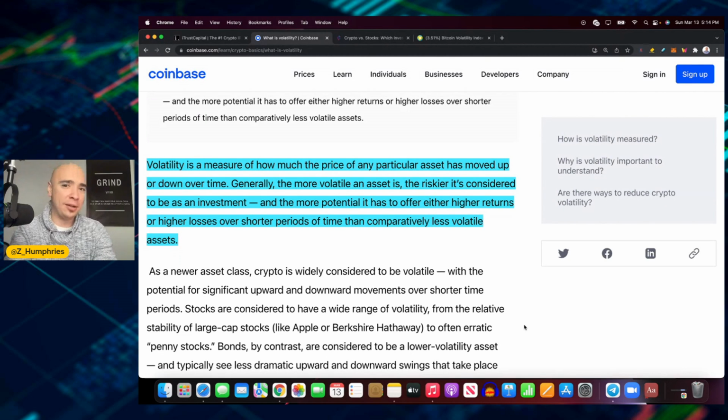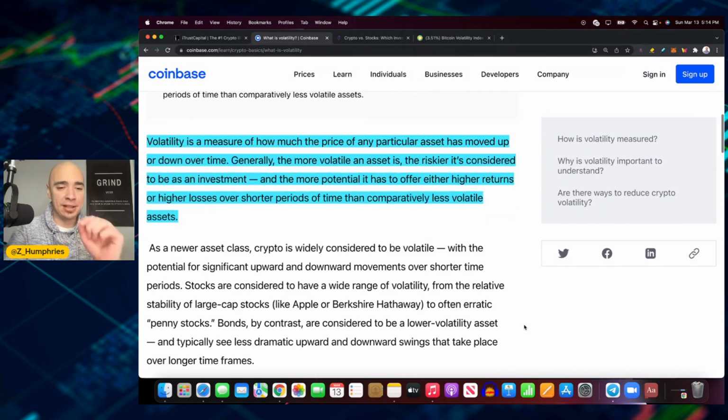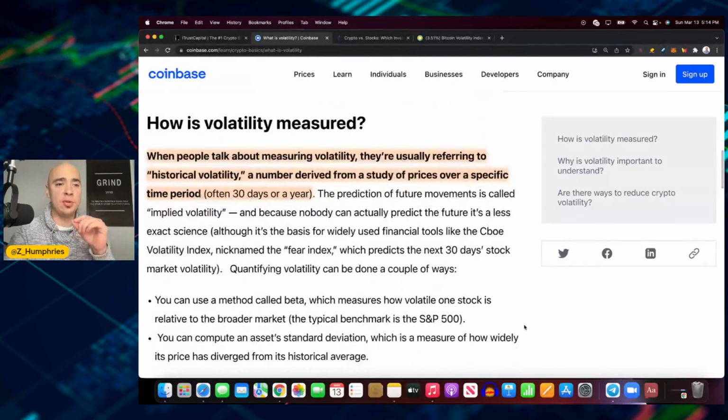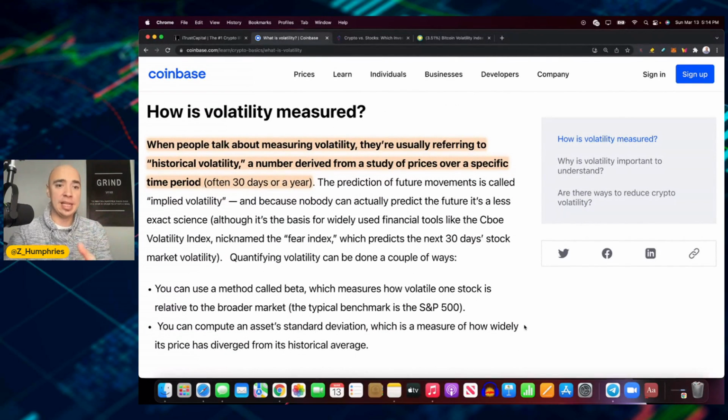Just know that you're not going to win every trade. It is an extremely volatile market. You're not going to win all the time. But if you can win, let's just say 60% of the time, you're going to win over the long haul, right? Now, let's keep going here, because when people talk about measuring volatility, they're usually referring to historical volatility, a number derived from a study of prices over a specific time period. Usually when we're talking about stocks or crypto, it's often a month period, 30 days, or a year period if you zoom out, okay?